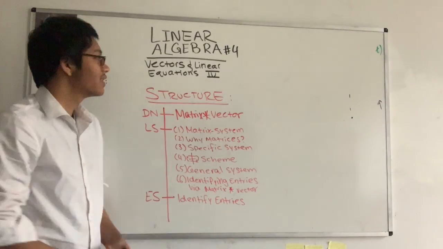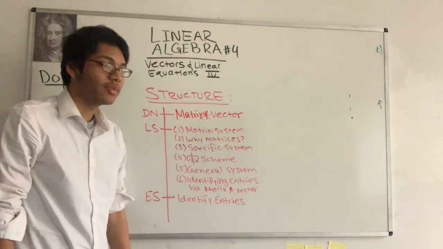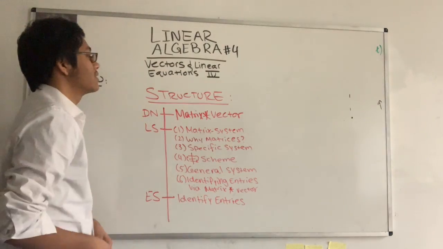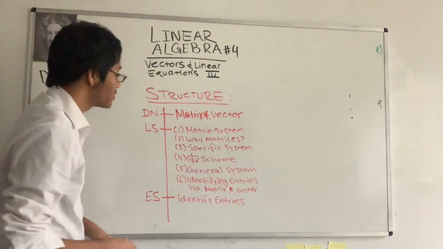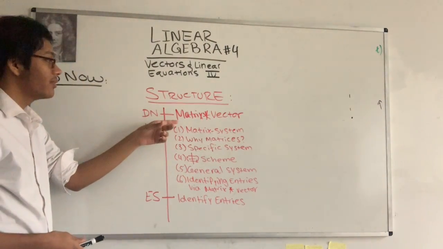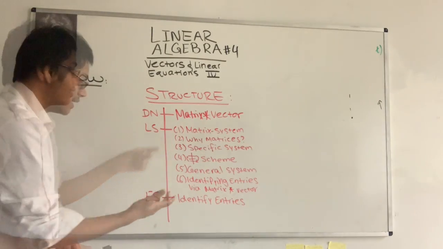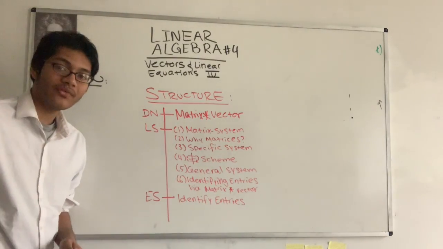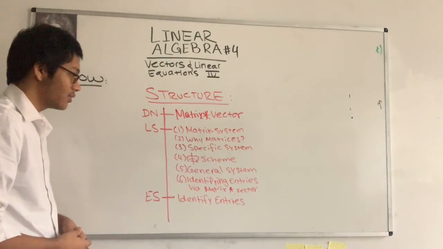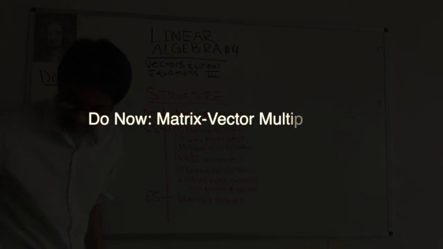Okay folks, welcome to the fourth lecture of linear algebra. Today we're again looking at vectors and linear equations. Here's the structure of the lesson. Number one, we're going to be multiplying a matrix times a vector. Lastly, our exit step will be identifying the entries of a matrix. So let's get started with the do now.